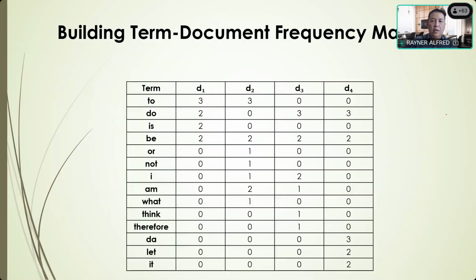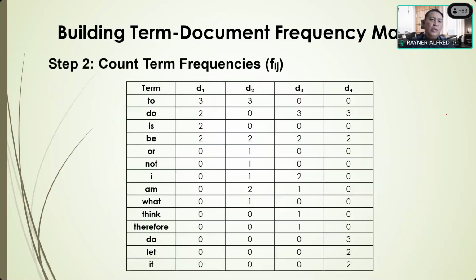Okay. So step 2 is to count how many times they exist. So we have this. This is what we call the term document frequency matrix. From here we can do the next move.